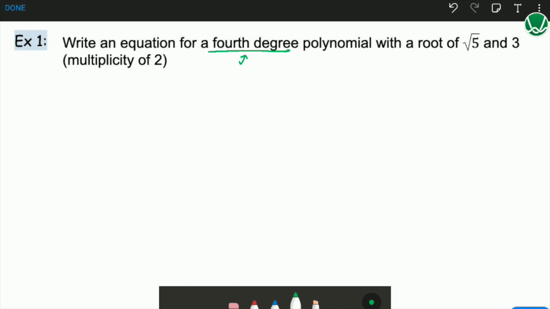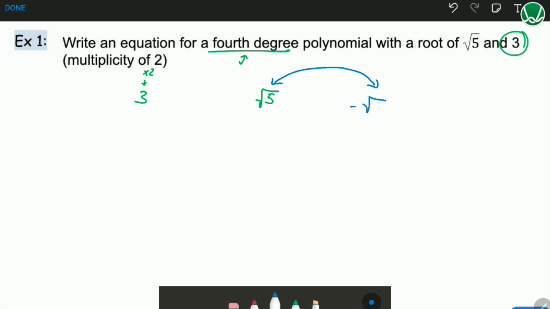So right now I know that I have the root 3 that occurs twice. So I'm just going to make a note. Times 2, multiplicity of 2. I also know I have a root of the square root of 5. Well, according to the conjugate root theorem, if I have a root of the square root of 5 or an i, then I also have to have its opposite counterpart or its conjugate counterpart. So if I have a root of positive radical 5, I must also have a root of negative radical 5. Okay, and that's by the conjugate root theorem.